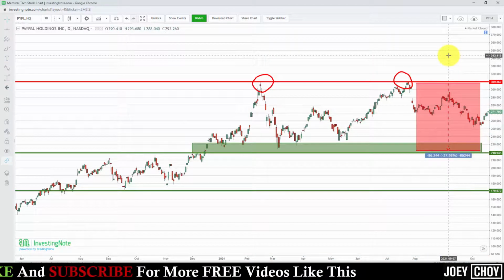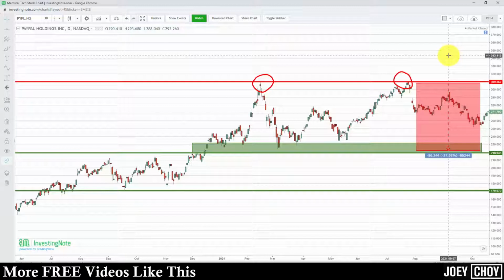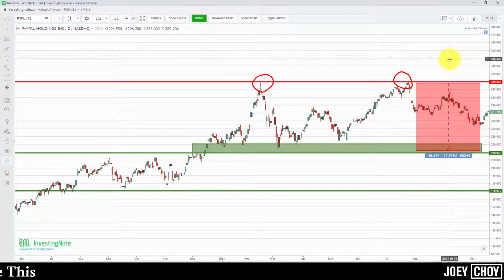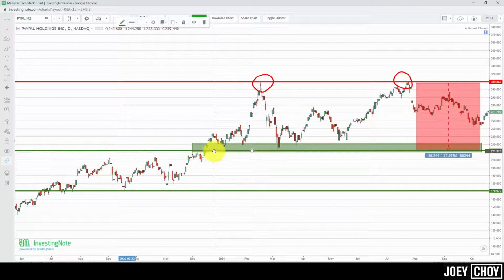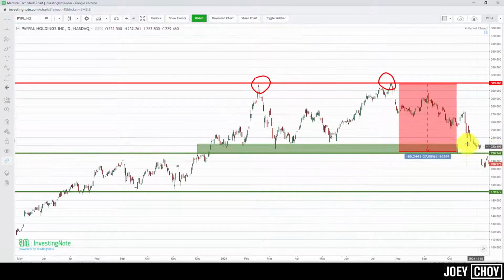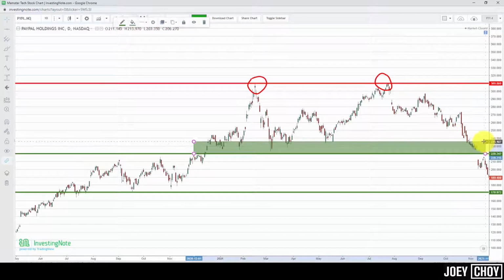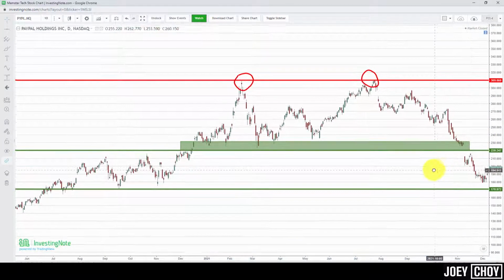But the key here is, has the double top pattern actually formed yet? Are we firm or confirmed that the double top pattern has played out and we are actually seeing more downside at this point in time? The answer is no, because we are still above this support level, which is about 220, right? So we want to wait for prices to break this key support level from the 220 to 230, right? So look at this right here.